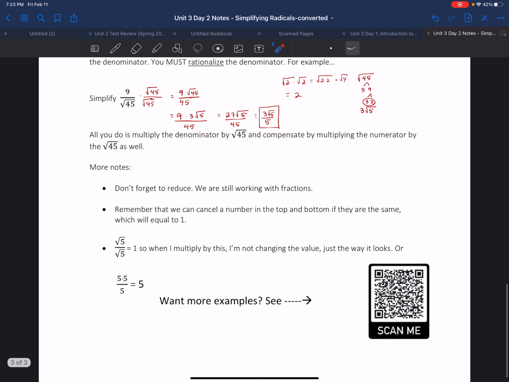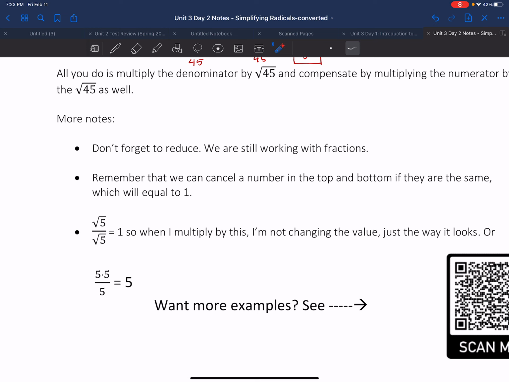And remember that you can also do this, right? Okay, so we can cancel this and this, right? Because 5 times 5 divided by 5, 5 times 5 is 25, divided by 5. Well, 25 divided by 5 is what? 5, right? Is this exactly the answer that you're looking for?